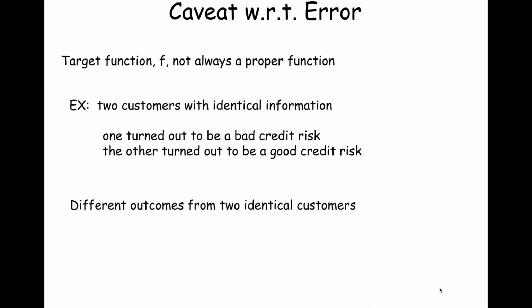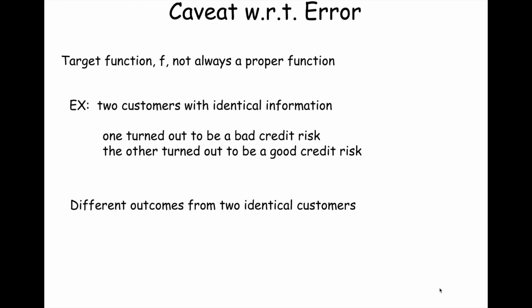You can have two identical customers, but one is a really good credit risk, always pays his or her bills on time, and the other one is a horrible credit risk, always misses payments. In that case, you have two feature vectors, x1 and x2, but x1 has a +1 label, and x2, which has the same feature values, has a -1 label. And so you need to account for those so-called noisy labels, right? You can have two different outcomes for the identical input. How do you account for this as a learning algorithm?